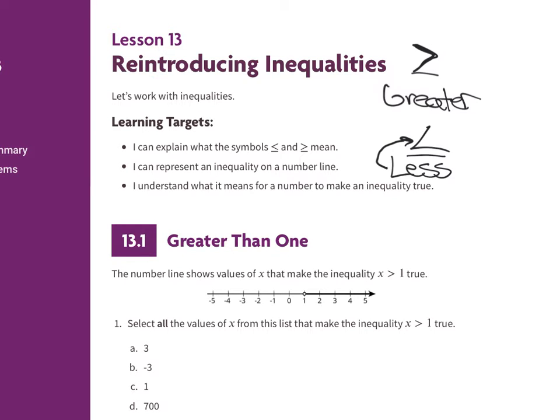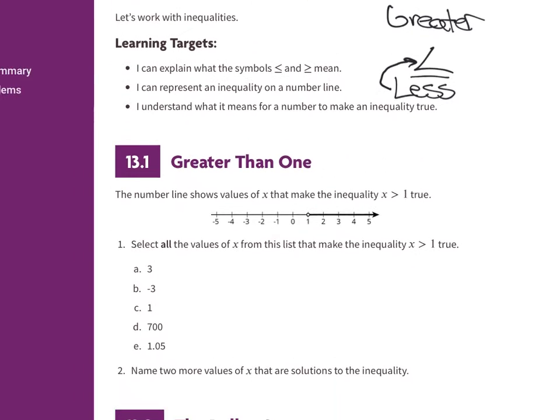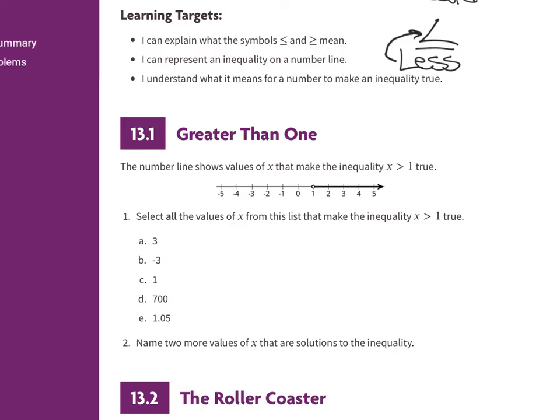So 13.1, greater than 1. The number line shows all the values of x that make the inequality x is greater than 1 true. Select all the values of x that make the inequality x is greater than 1 true.